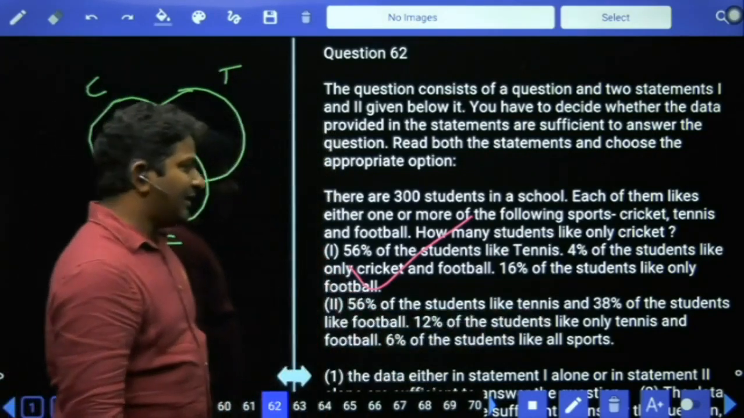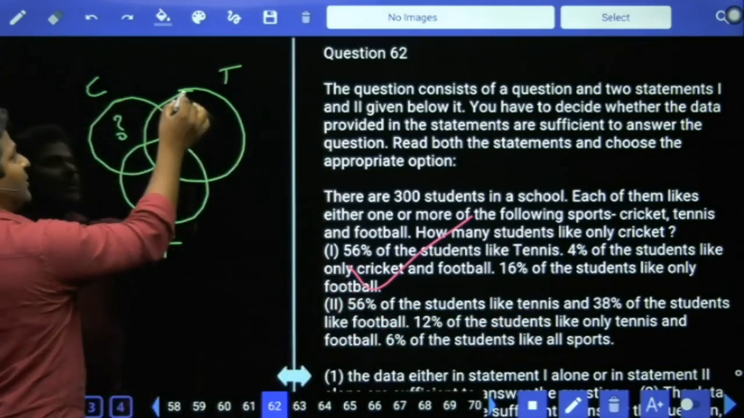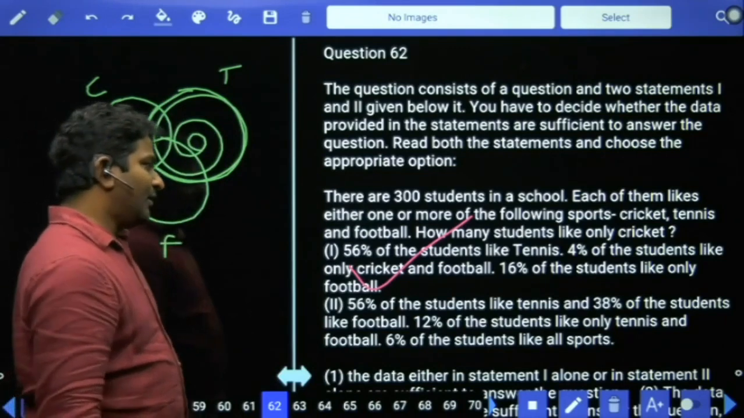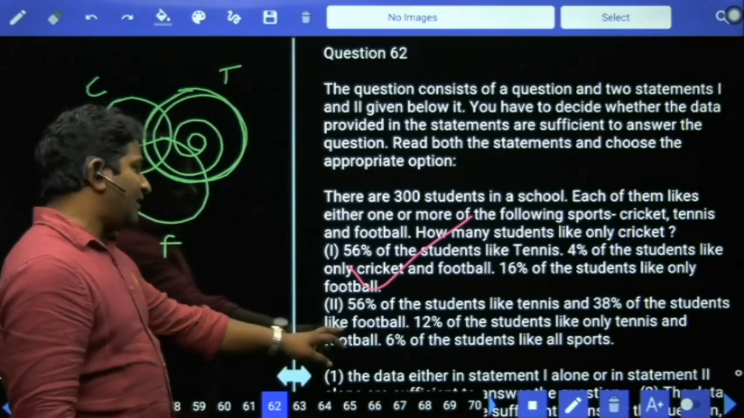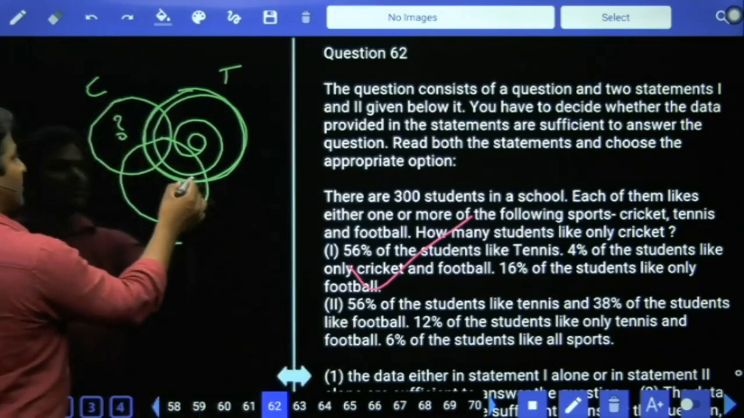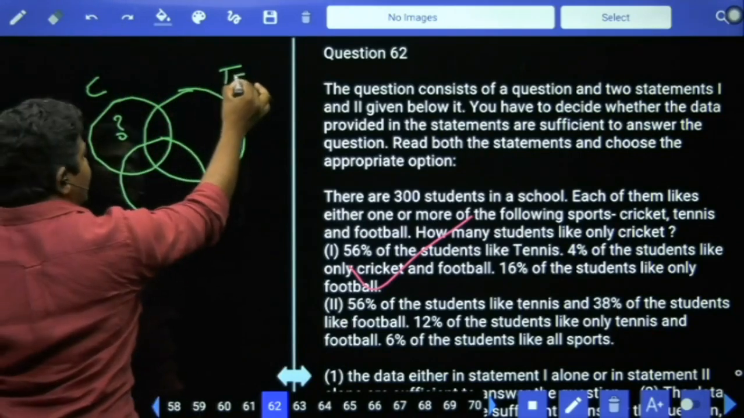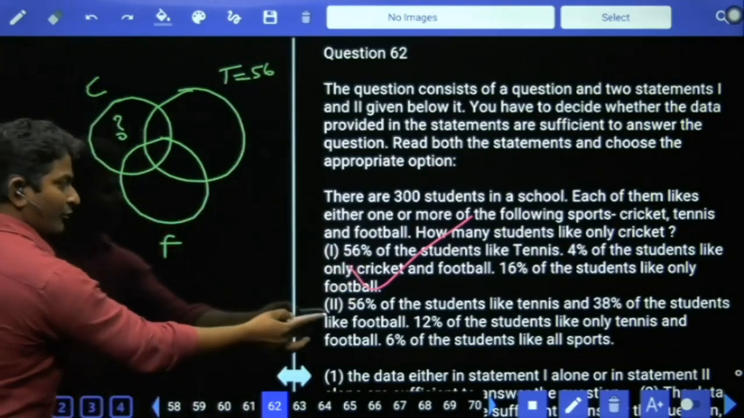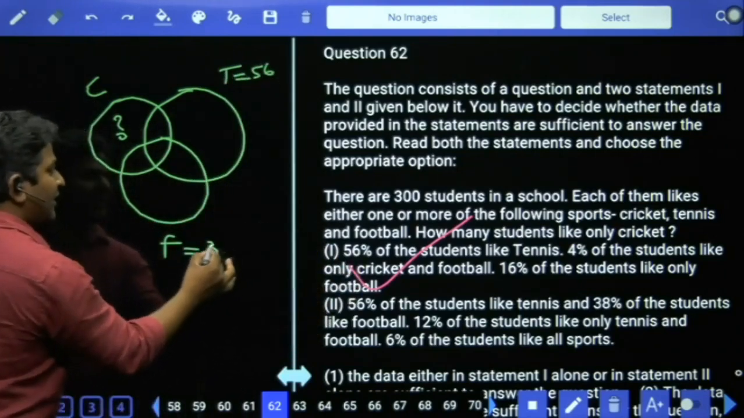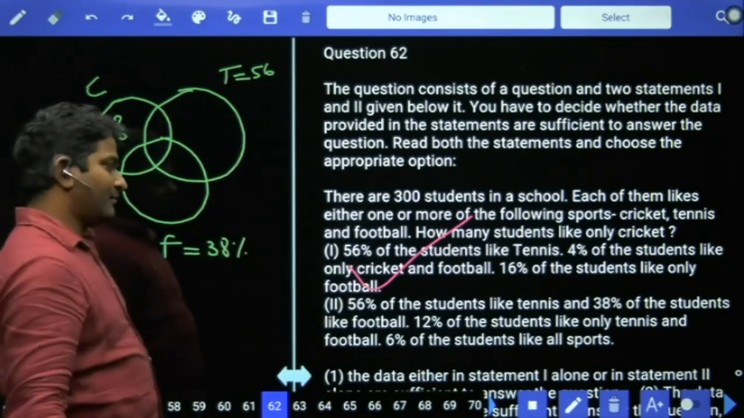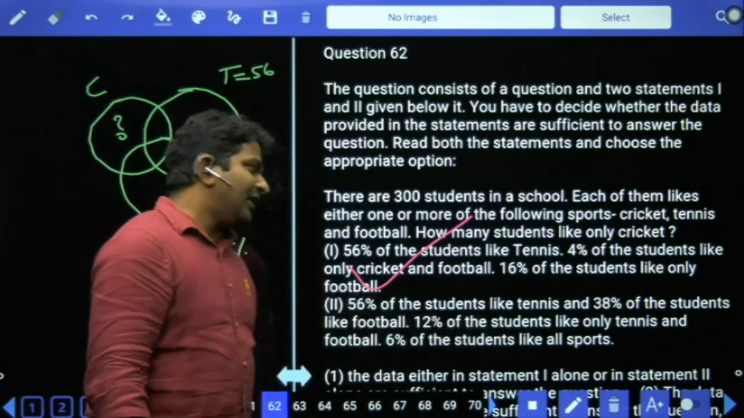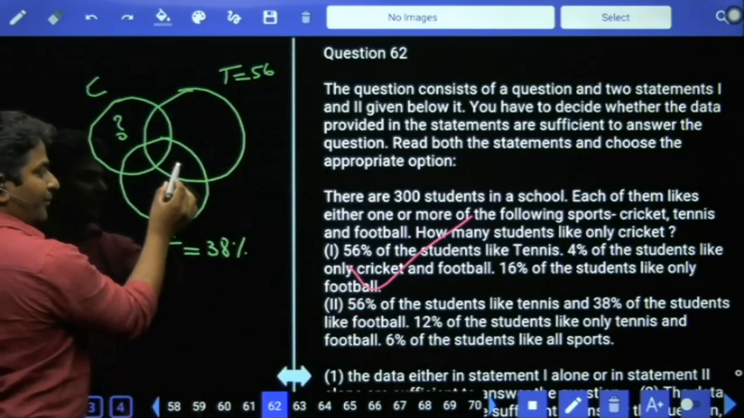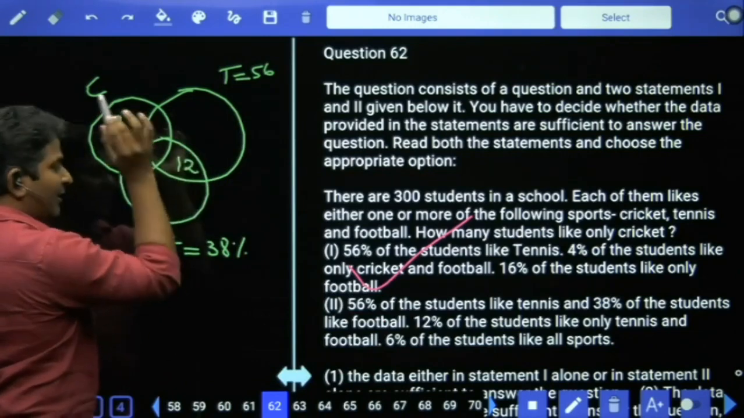56% like tennis. So here the entire value is 56. 38% like football. Tennis 56%, football 38%. 12% like only tennis and football. Only tennis and football, that is 12 here.